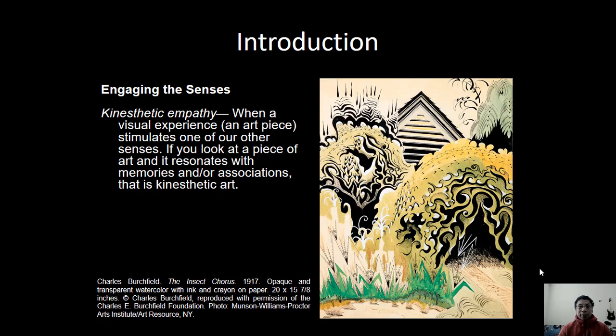Okay, so let's take a look at this first example here by Charles Birchfield, the Insect Chorus, made in 1917. We are thinking about the overall composition. We are thinking about things like line quality, texture, space, and this overall design is actually very complicated. And if I were to ask you to point out any types of rhythm, what would some of these things be? And I see a lot of rhythm, especially with the line quality.